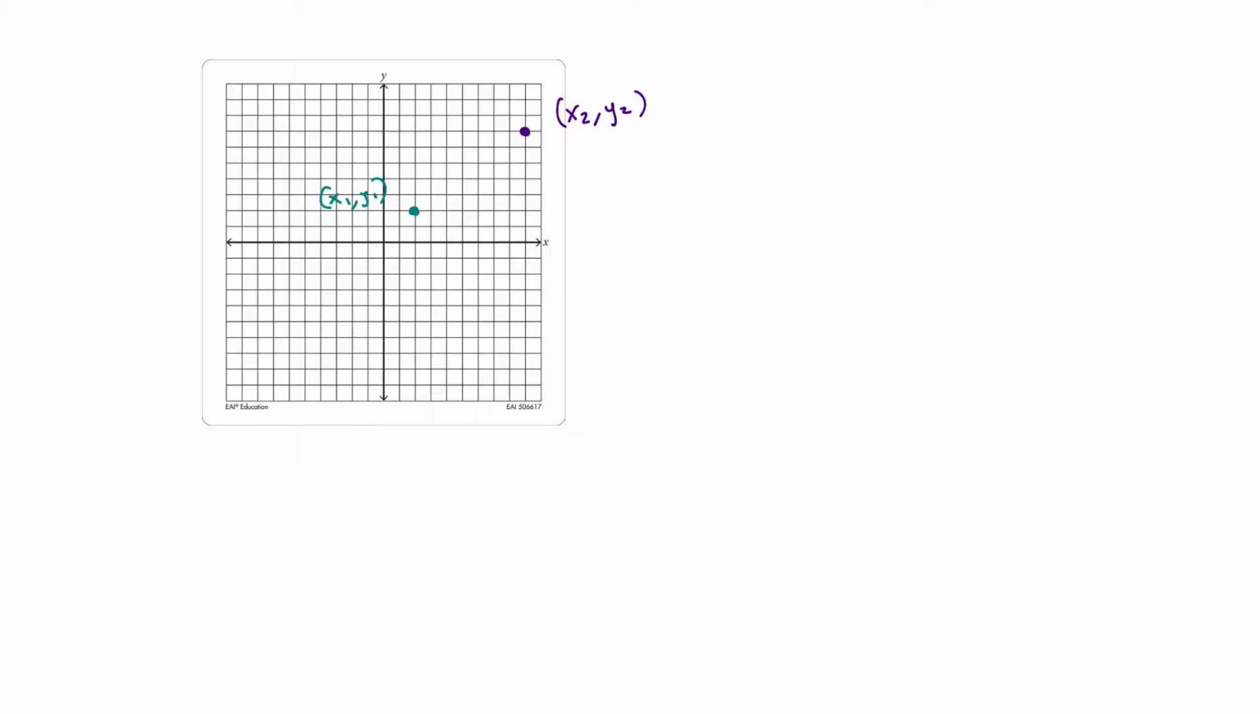And once again, it doesn't matter. And so we're trying to figure out this distance right here. We're going to call that d, or lowercase d or uppercase D, doesn't matter. And then we also want to find the midpoint, which is roughly about there, right?